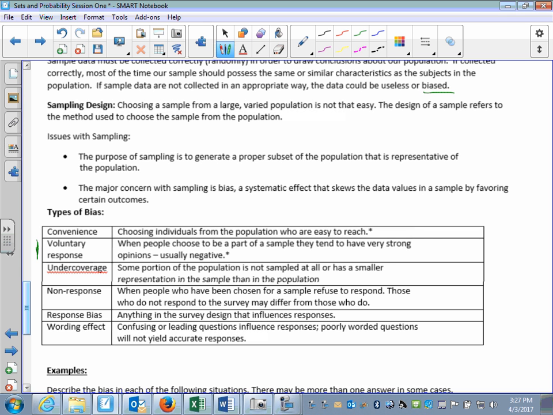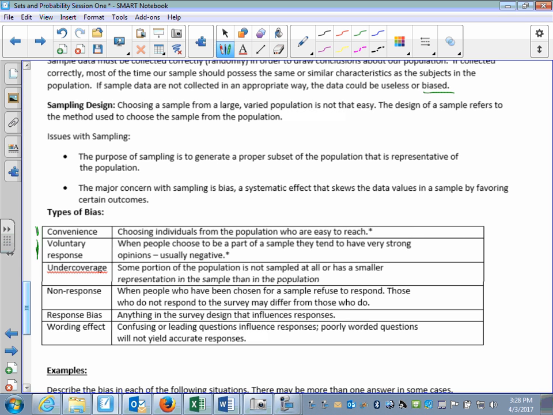Now also, if your sample is such that you say, well, I'll just put these papers out here on the table in the library, and as people go out, they can pick one up and fill it out and hand it in. A lot of times, a certain type of individual will respond to those samples, and so you'd have perhaps a convenience bias.